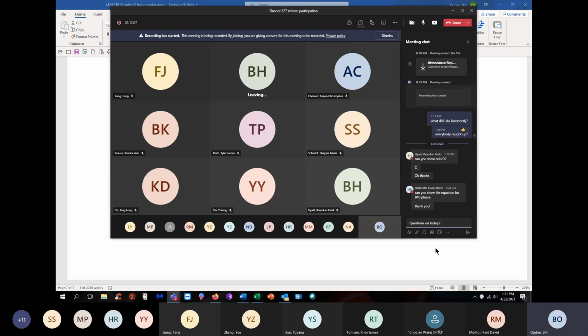I know I made a little error there with my after-tax payments, so I got to make sure we have all these little details correct.